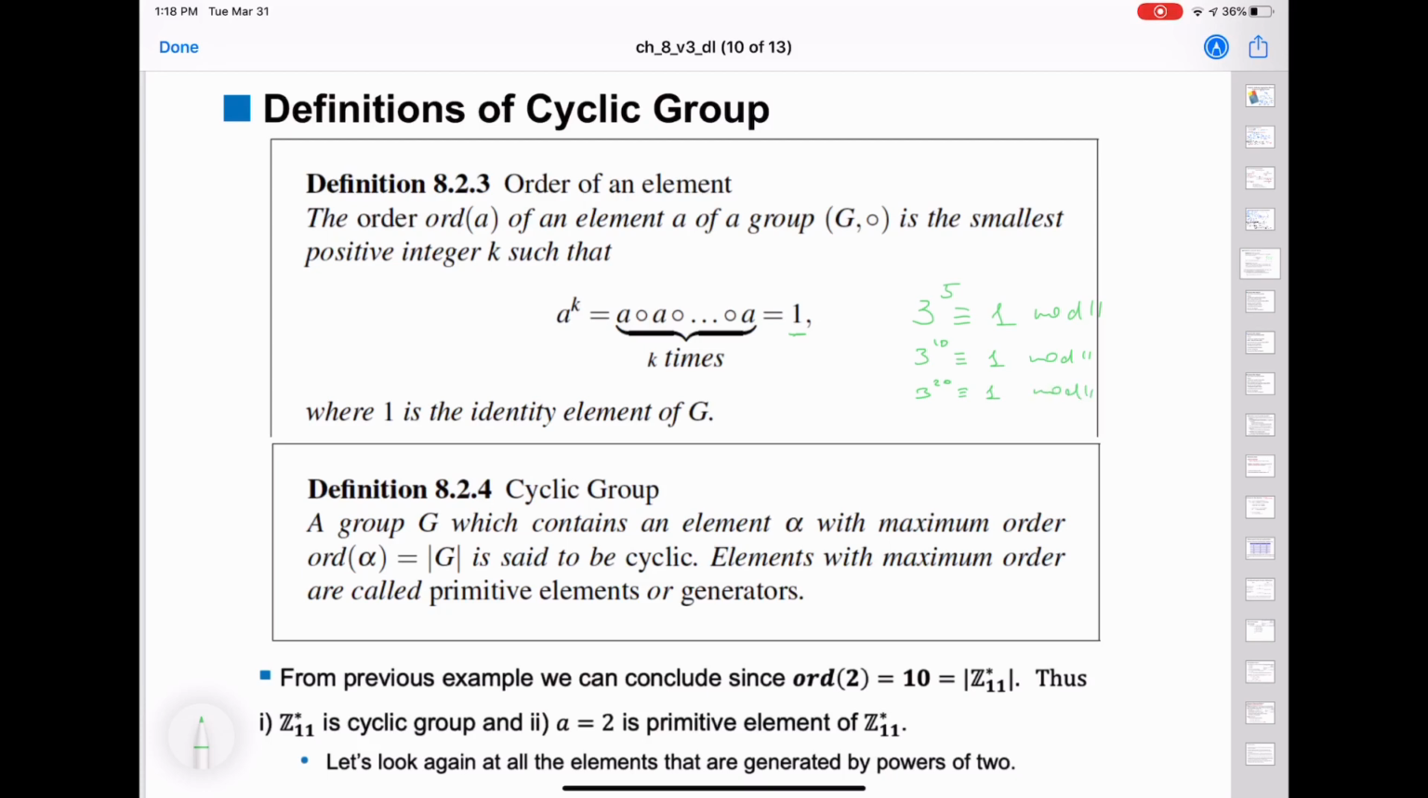So, if this is the condition, which one is the order of 3? The order of 3 in here is 5 because it is the smallest positive integer k. Yes, so you are getting the smallest positive integer k, so you don't look at the rest of them. Yes, similarly with any element.